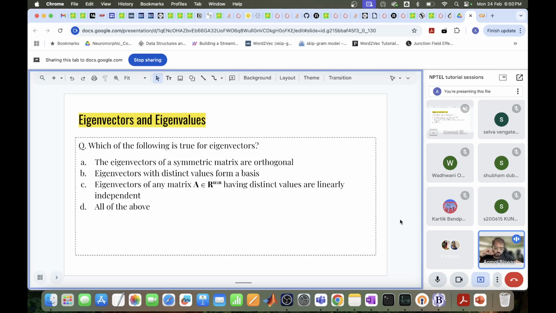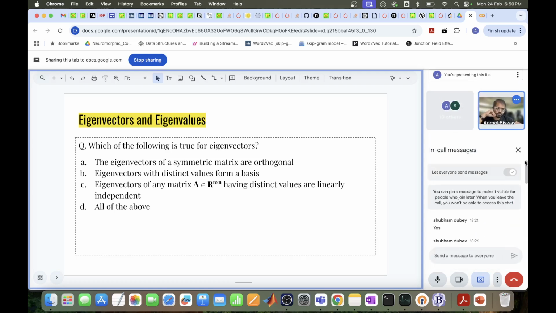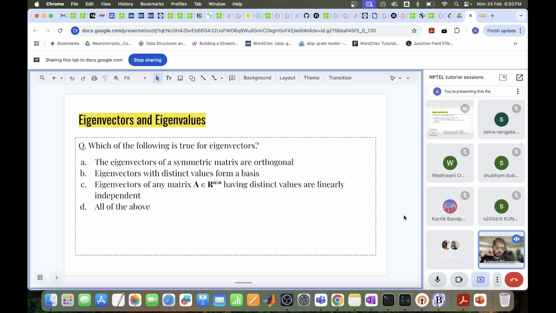Okay, so some people have answered. The answer is indeed D, of course, all of the above. The purpose of this question is to describe and explain the properties of eigenvectors, and see short proofs as to how these properties come to be, right?